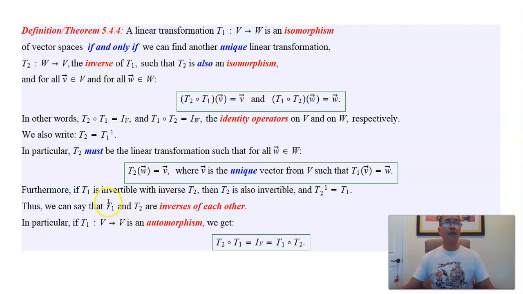Okay? Icing on the cake. If T1 is invertible, then the inverse T2 is also invertible. And furthermore, the inverse of T2 has to be the original transformation, T1. Okay, so again, it's just like section 3.6. So that's why we say that T1 and T2 are inverses of each other. So in particular, if T1 is an automorphism, a bijection from V to itself, back to V, then now we can say that the composition T2 composed T1 as well as T1 composed T2 has to be the identity function.